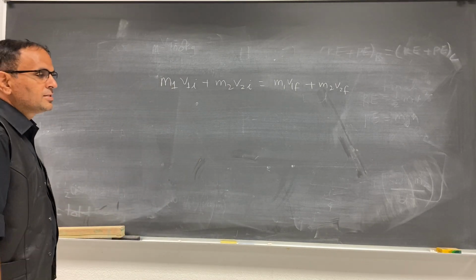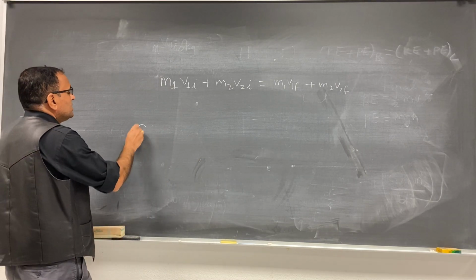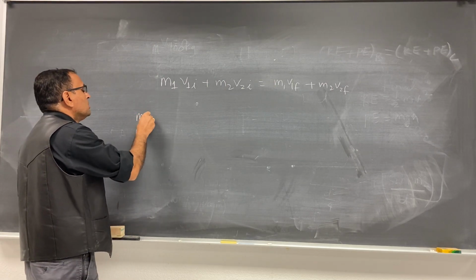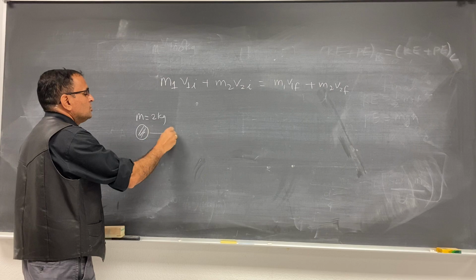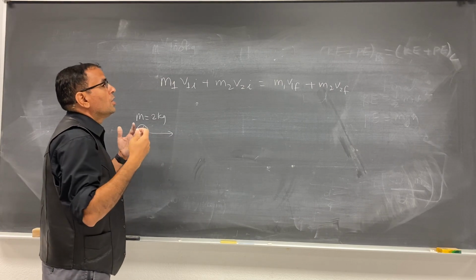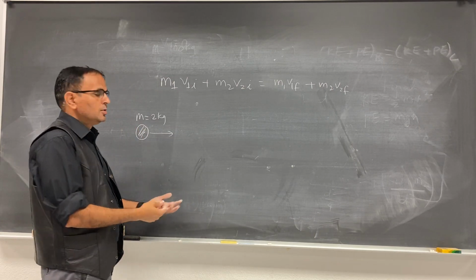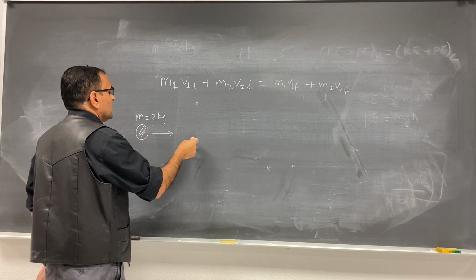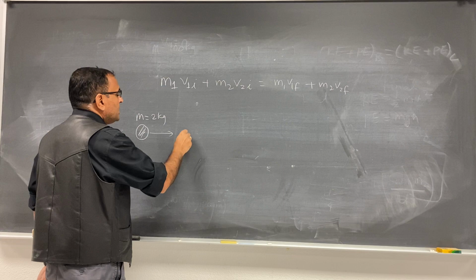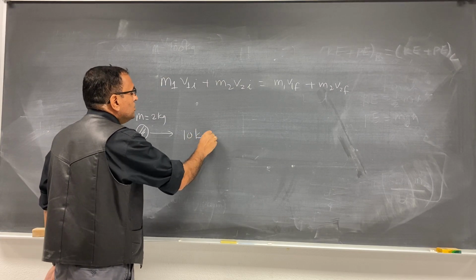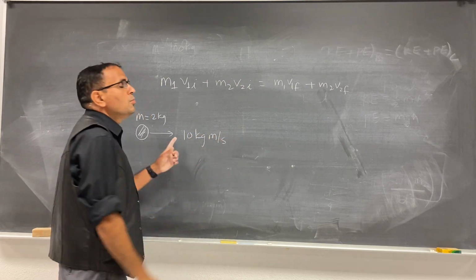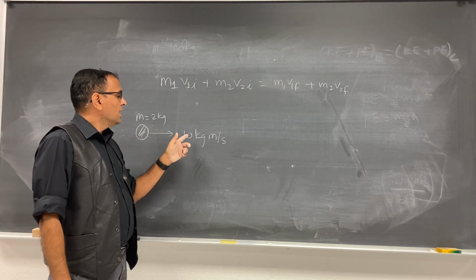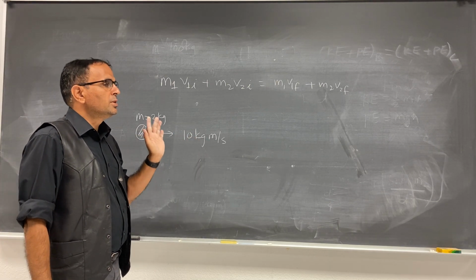But here I want to ask you an example. Let us suppose this is an object having a certain mass, like m equal to 2 kg. The momentum is given, not the velocity. Let us suppose this object's momentum is 10 kg meter per second. This object is moving to the right, and it has a momentum of 10 kg meter per second.